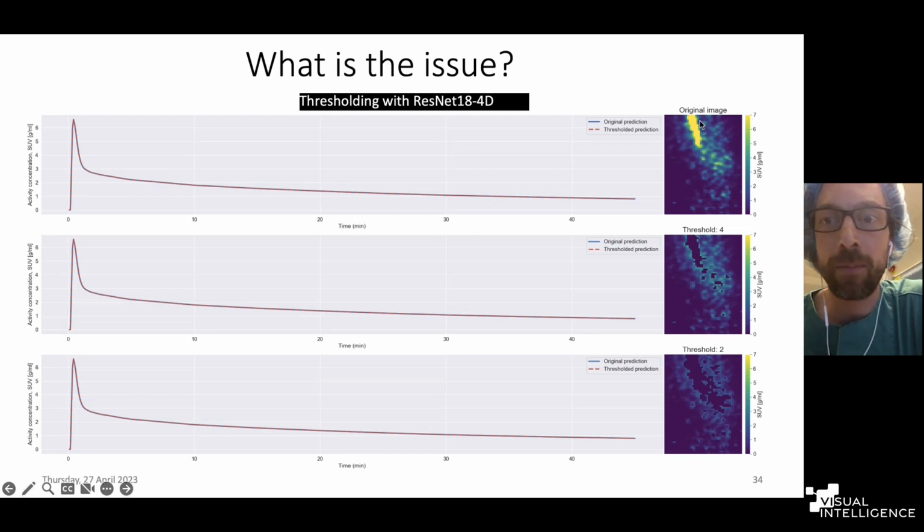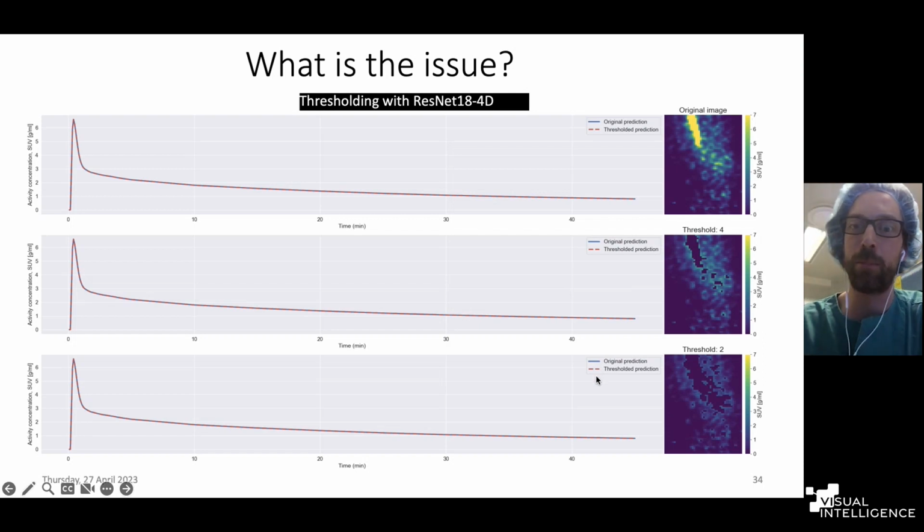Here is the original image. And when we put a threshold on the image voxels, we saw that the output did not change. So these 2 curves still look the same, region and thresholded prediction. This means that the model did not learn actually anything from the input data. So what did the model learn then?